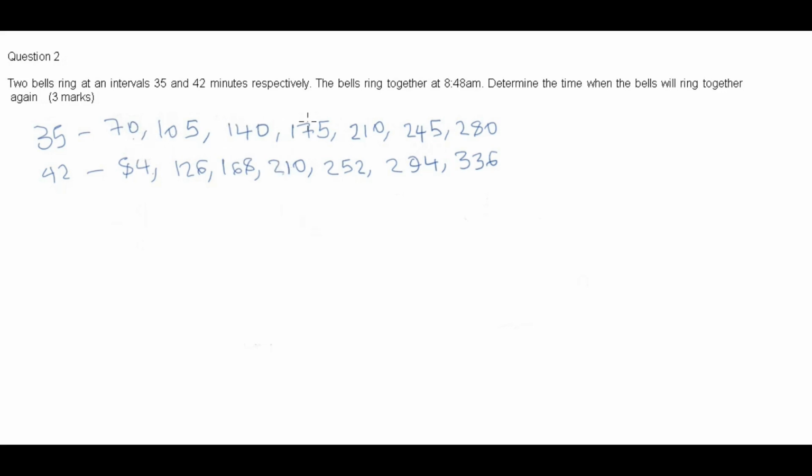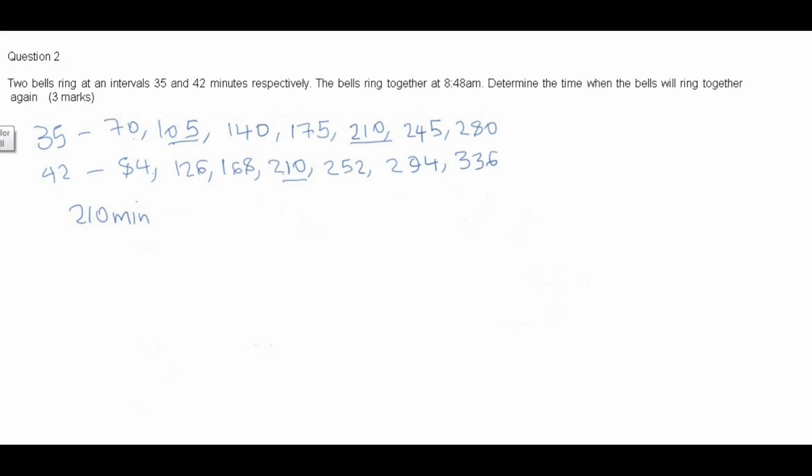So any minute that is common, is it like 105? Is 105 common between 35 and 42? No. 140, no. 175, no. 210, yes. 210 is common between the 35-minute interval bell and the 42-minute interval bell. So the bells will ring together after 210 minutes.